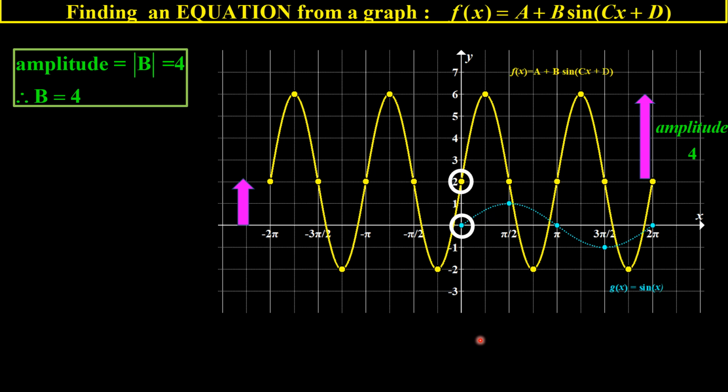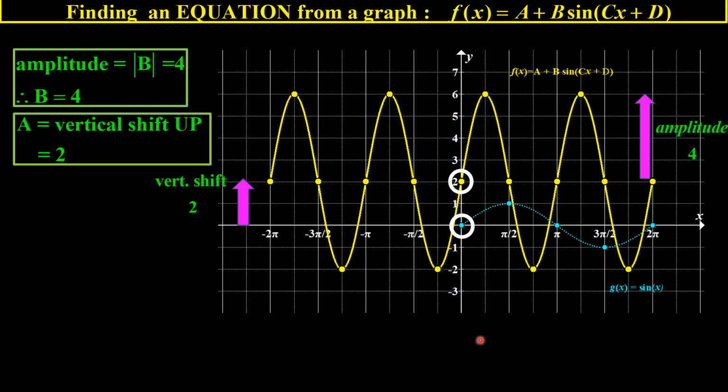Okay. And now we see this has a vertical shift. It moved from 0 to 2. So there's a vertical shift of 2. So in other words, we've got 2 up. In other words, this A value must be 2. So already I have an A and a B value there.